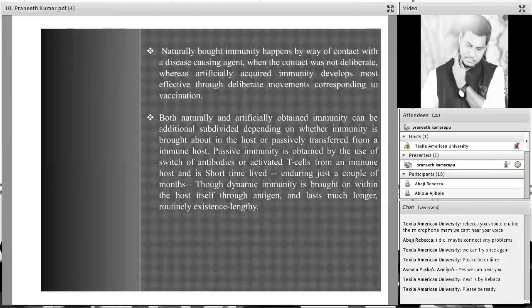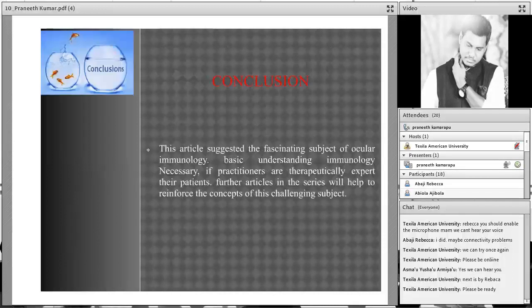Both naturally and artificially acquired immunity can be additionally subdivided depending on whether immunity is brought about in the host or transferred from an immune host. Passive immunity is obtained by the use of readymade antibodies or activated T cells from an immune host and is short-lived, used for just a couple of months. Active immunity is brought on within the host itself through antigen and lasts much longer.